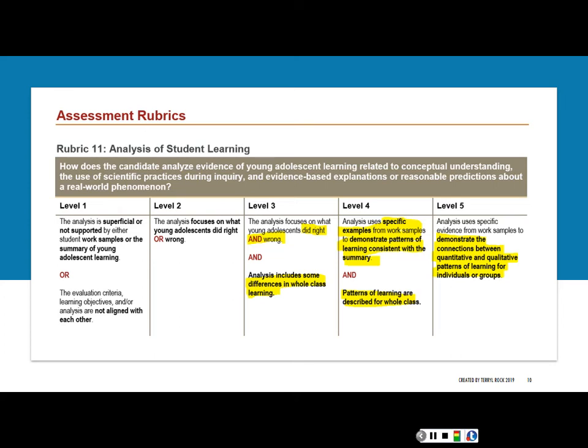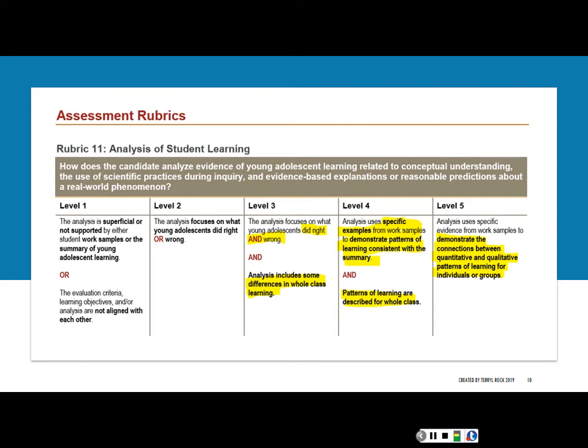You want your analysis to show what students did right and wrong. You want to give specific examples from the work sample. So you actually quote. As you can see on Focus B's video, he says blank. So you actually quote from the video or from the work sample.